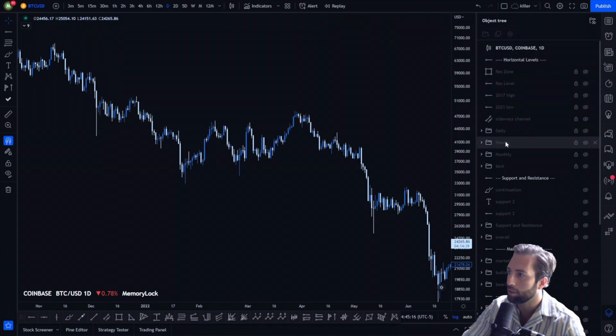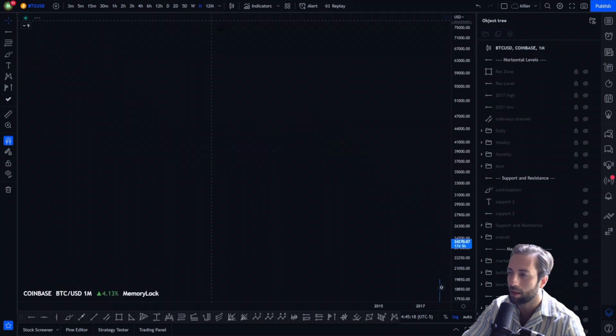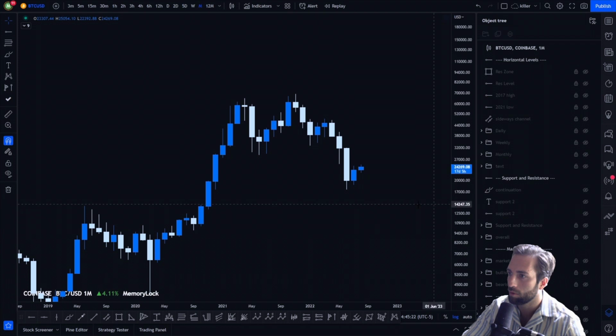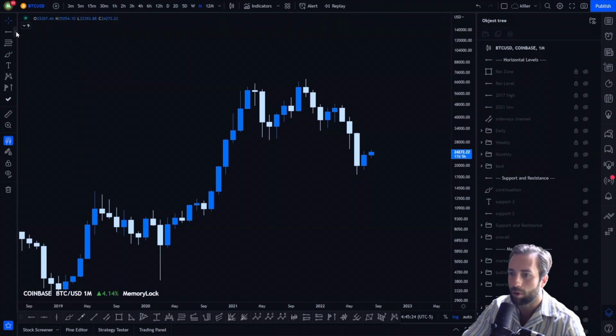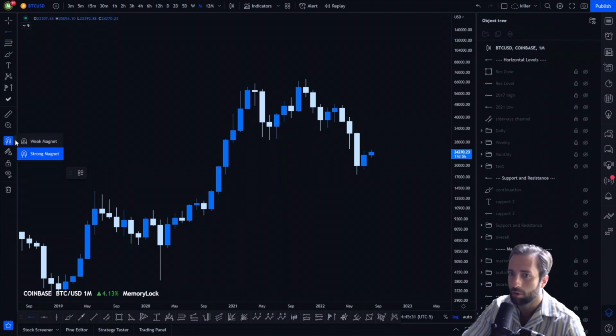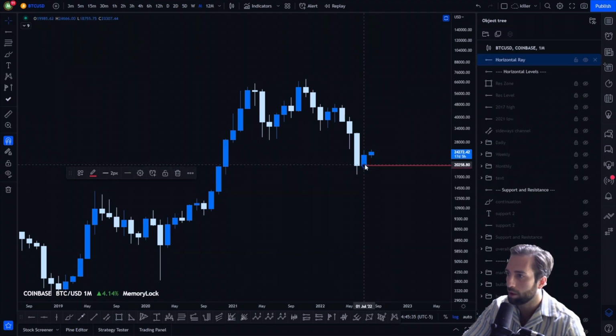We also have monthly, weekly, and daily levels, and we'll take a look at those and how to draw them on your charts. So you'll go over to your toolbar here. I personally like using the horizontal ray because it shows the origin of the line. And then you'll go over here and select strong magnet. And we'll go ahead and find our levels.